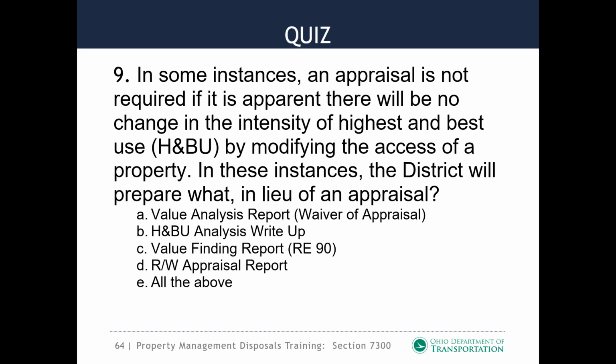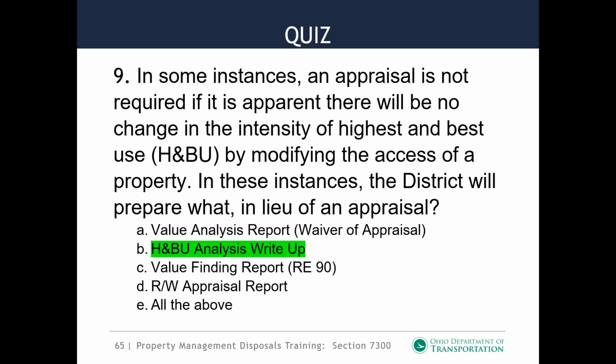Number 9, in some instances, an appraisal is not required if it is apparent that there will be no change in the intensity of the highest and best use by modifying the access of a property. In these instances, the district will prepare what in lieu of an appraisal? A, B, C, D, or E? Well, we have one person said E, quite a few people said B, but we've got some C's. Mainly all Bs though. B is correct.